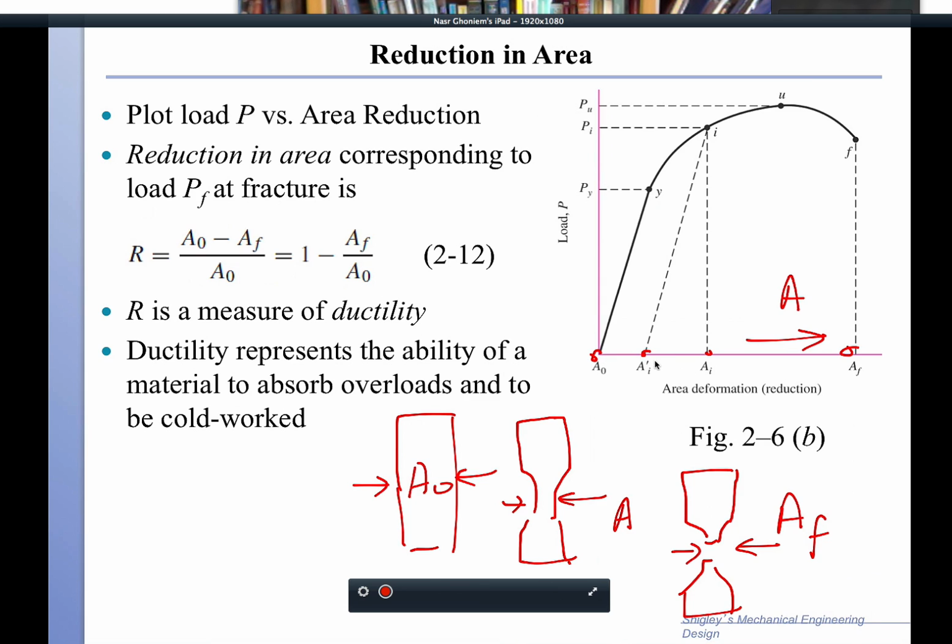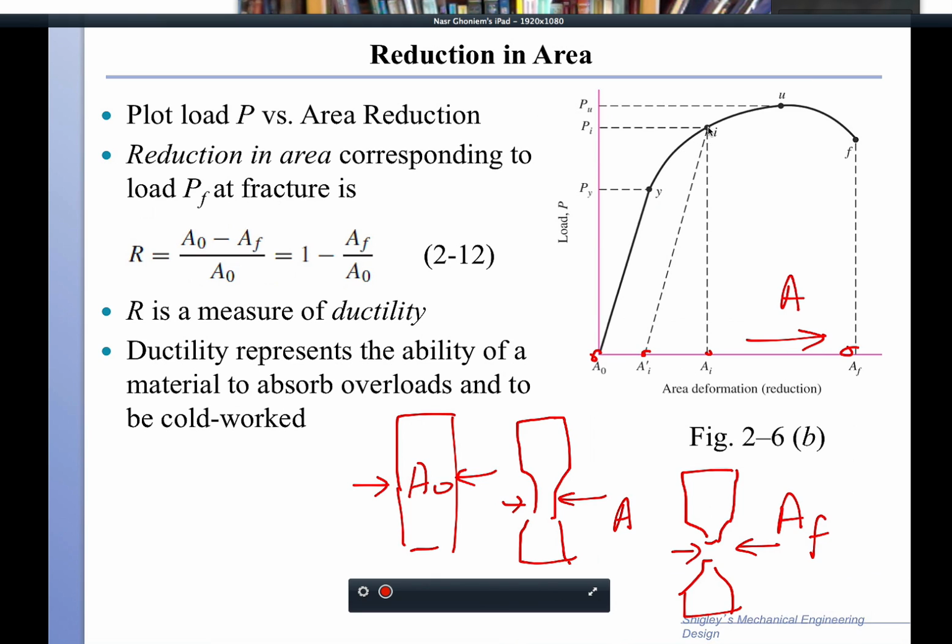Let's follow the load curve as a function of the area in here. You see that there's going to be a linear portion of the curve. This is when the deformation is elastic until we get to a load that is called P sub y, which is the load at which you have yield. Beyond that, the material deforms plastically, so the relationship between the load and the area is now nonlinear.